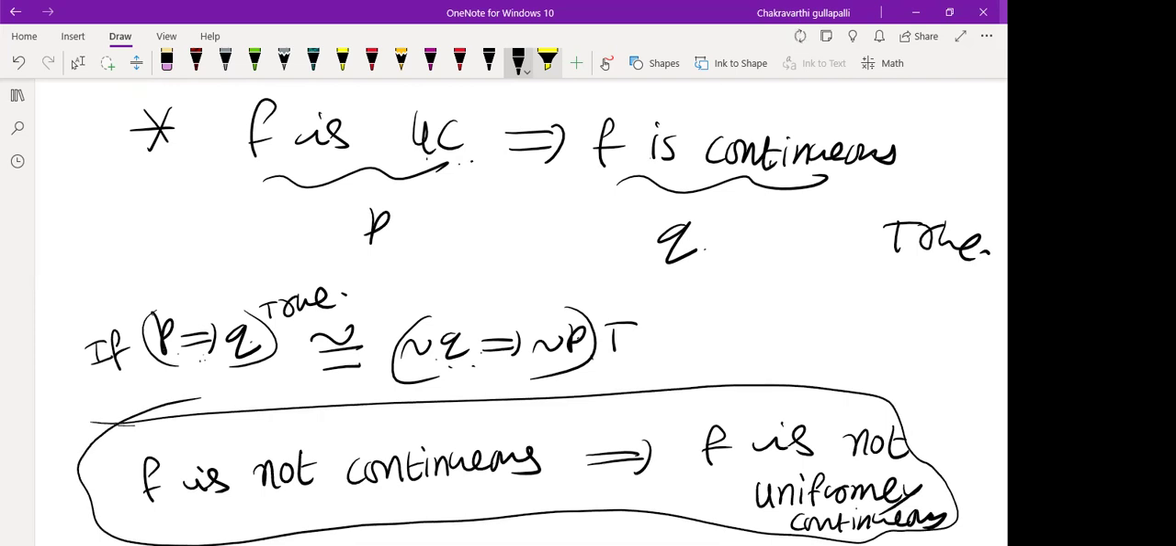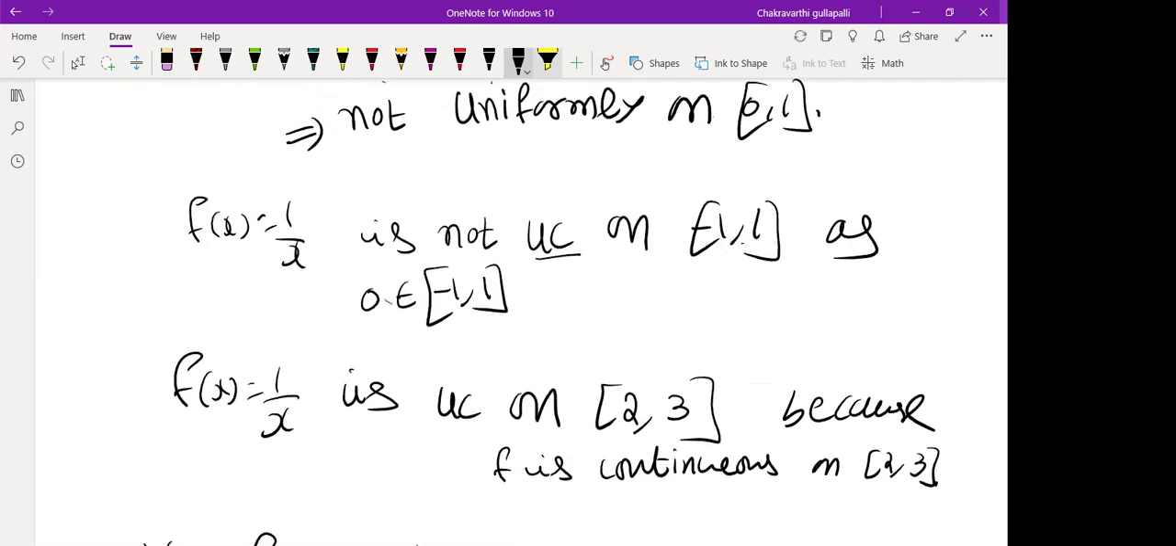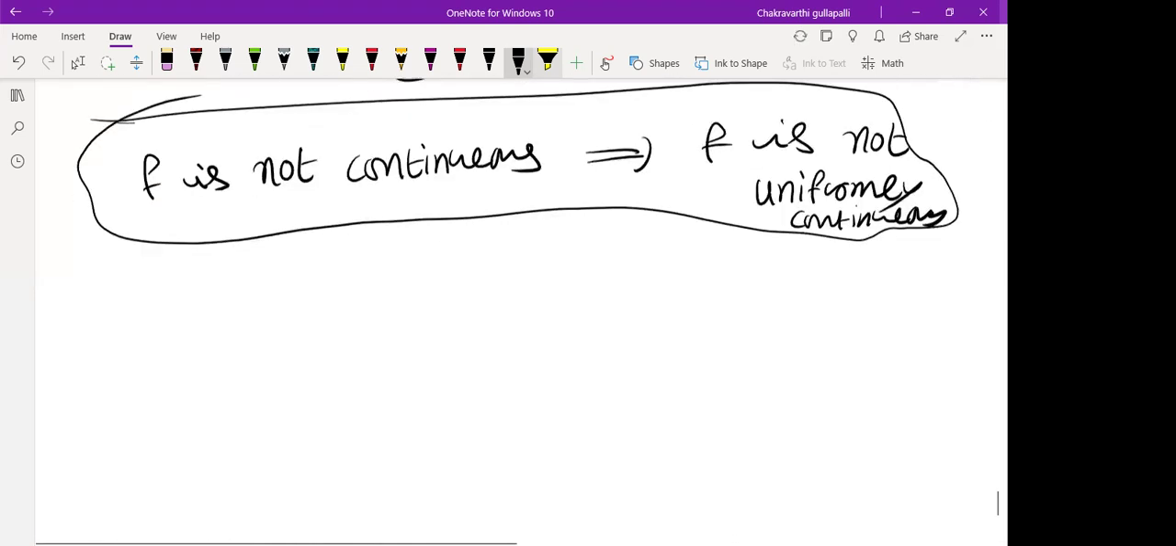So suppose f is not continuous at some point. If that point is in the interval, we can conclude that f is not uniformly continuous on that interval containing the discontinuity point. Here, you saw earlier, in -1 to 1 there is 0. So f is not continuous at 0. So f cannot be uniformly continuous on any interval containing that point. We conclude this; we used this.